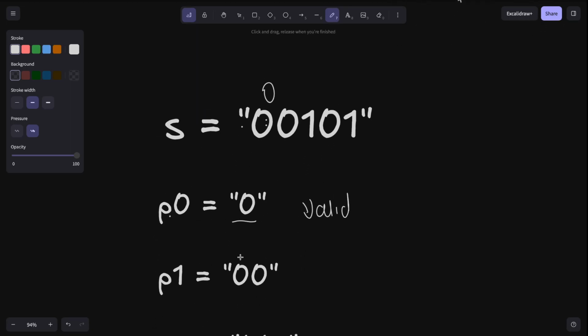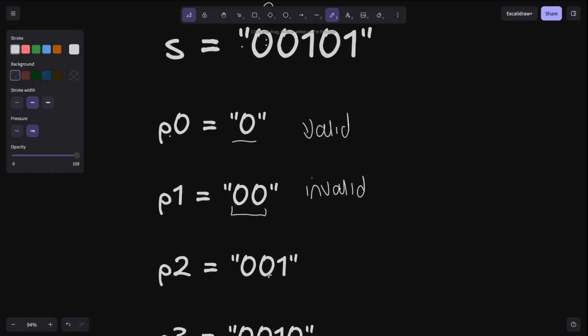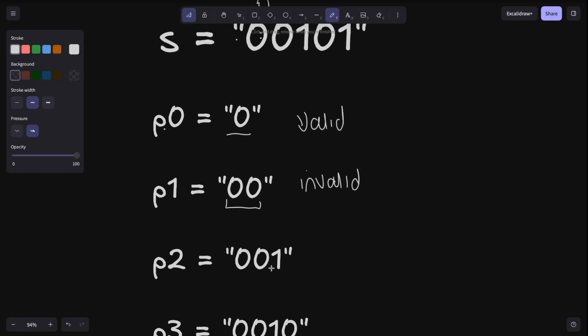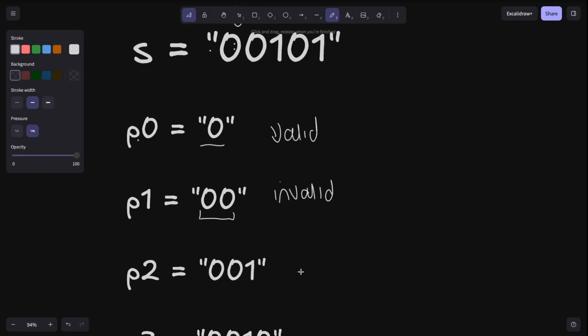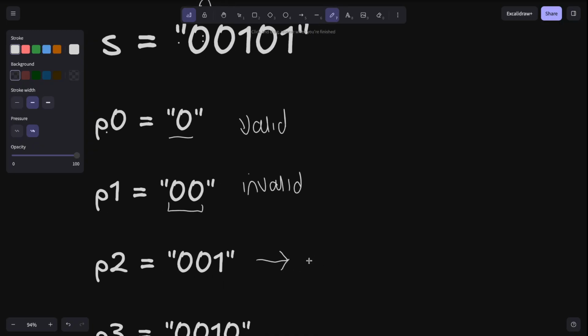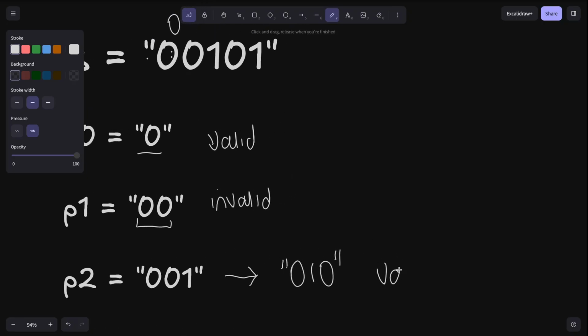Let's look at P1. So P1 is invalid because the zeros, like in the example we just did, that are next to each other are equal. So this has to be invalid. Let's look at P2. P2 is valid. The reason being, we can actually rearrange P2 such that we have 0, 1, 0. This now means that we've placed the 1 in between the two zeros, so they're now not next to each other, so this is valid.